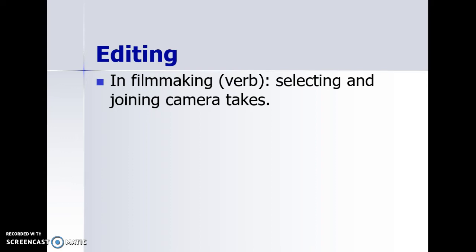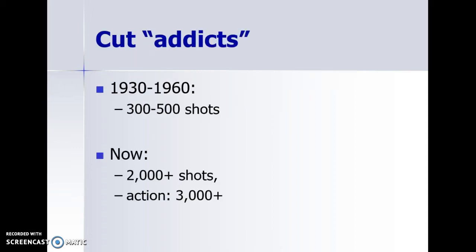So what editing is basically, in filmmaking, this is a verb: you select and you join various camera takes together. And again, what's really fascinating about editing is that there is a language to the way in which you need to join together the shots that you've planned while you're working on your cinematography, in such a way while you're editing that they make sense to your audience. And that is what we're going to be discussing today.